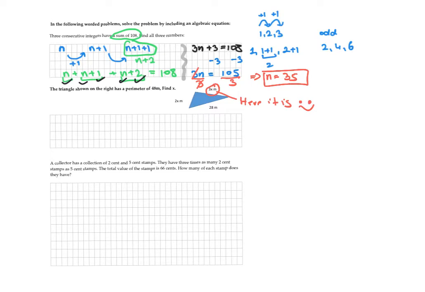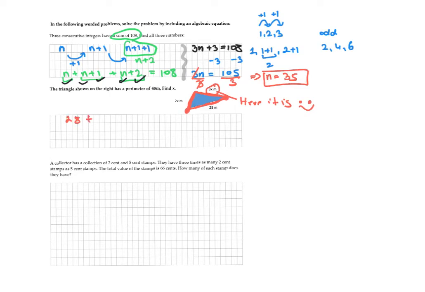Perimeter. What is perimeter and how do we find the perimeter of a triangle? Pretty much we're just adding the sides. You start from one side, go around, and you go back where you started. So what do we have? If we started here, this one is 28 meters.